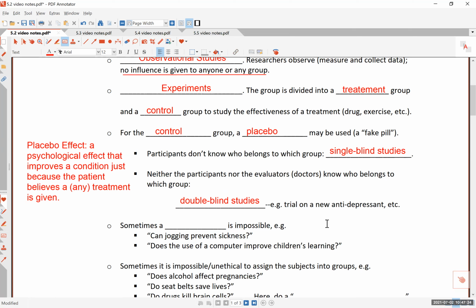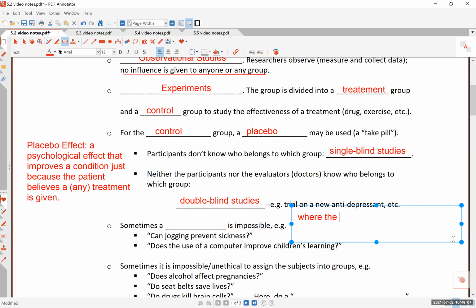So in a double-blind study, neither the participants nor the evaluators, the doctors, know who belongs to which group. Okay, so an example is a trial on a new antidepressant and so on. Now, why am I using the antidepressant? Here's the reason for it. Because in an antidepressant medication, the doctors have to evaluate the patients, okay? But it is a very subjective evaluation, right? Because when you're trying to assess or evaluate the level of depression, for instance, doctors don't have objective measures to analyze the condition.